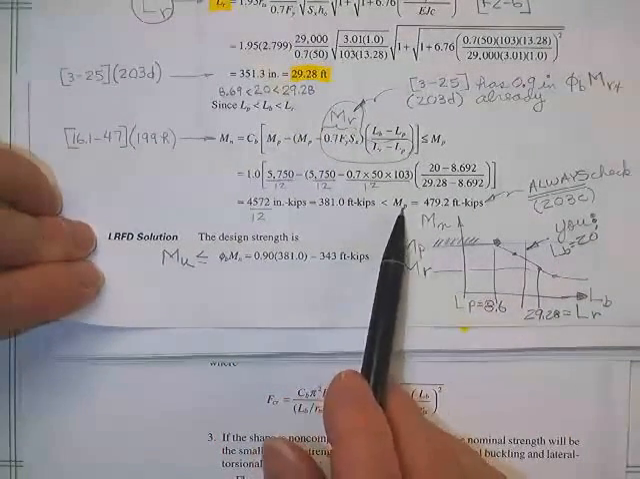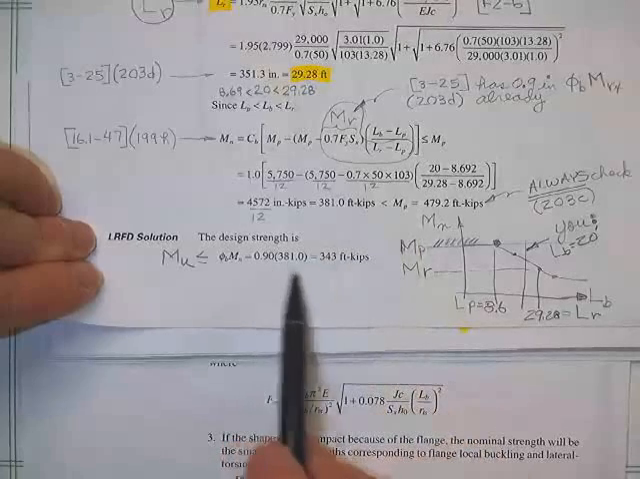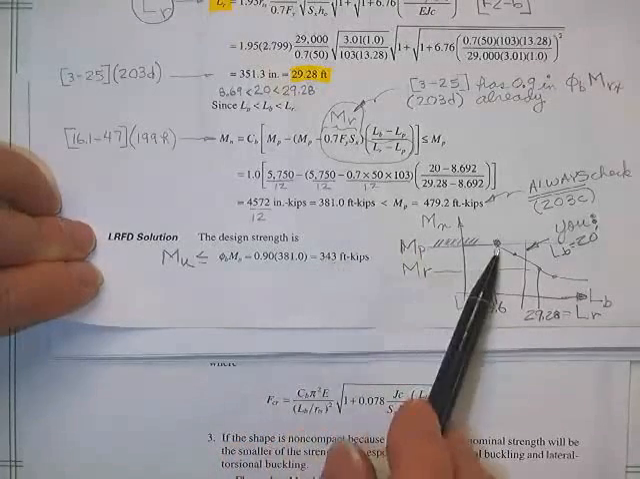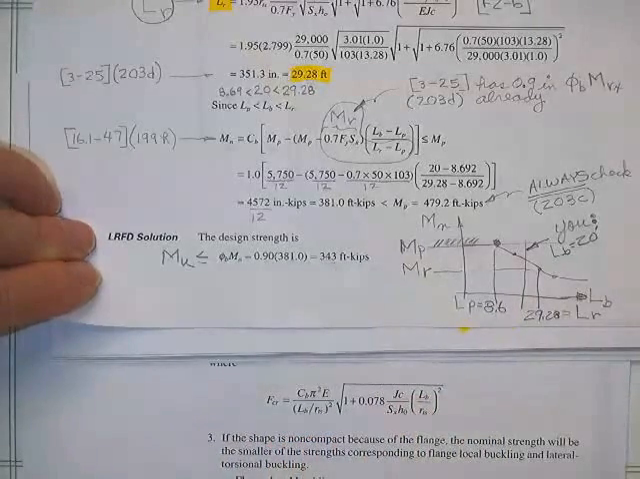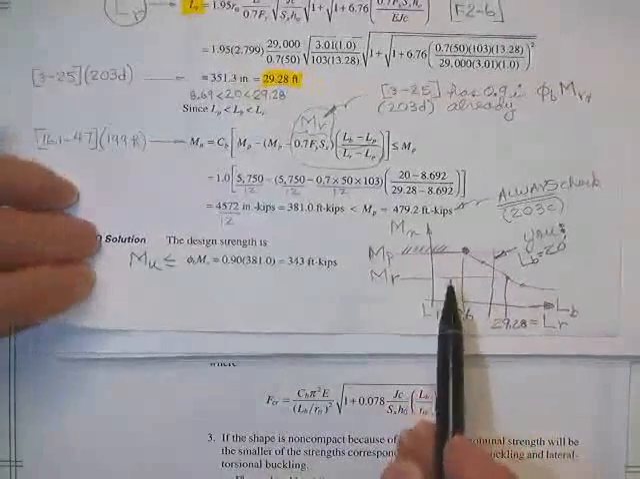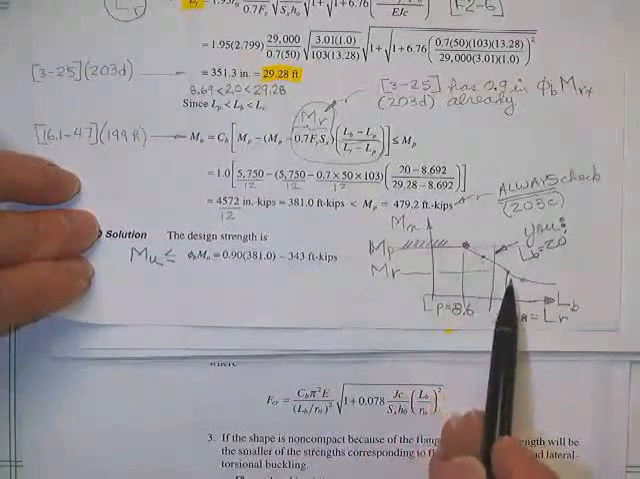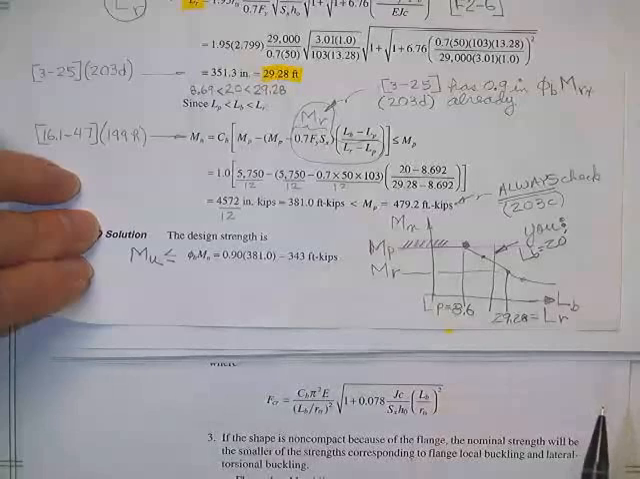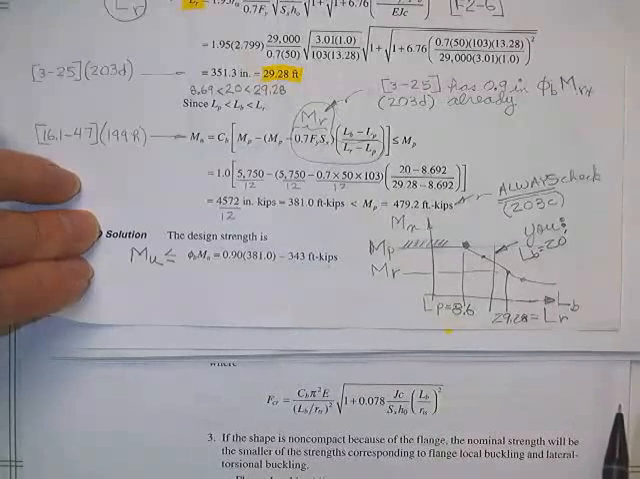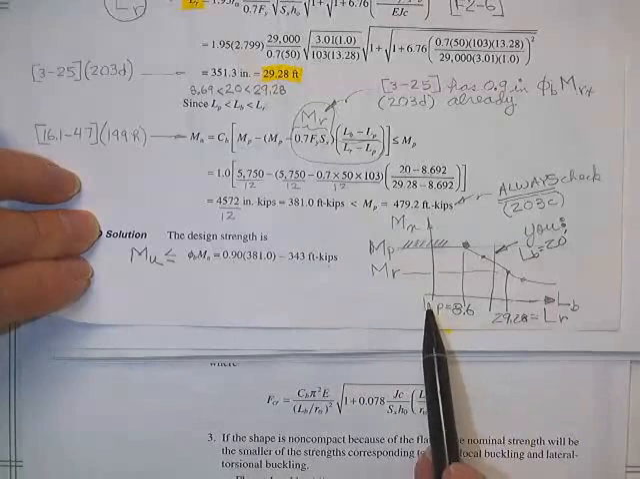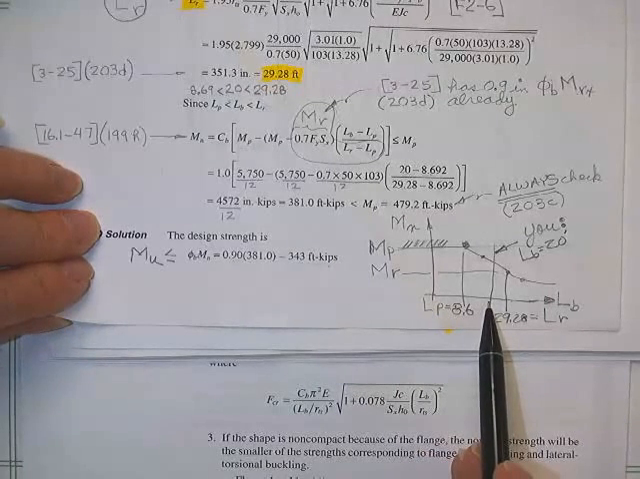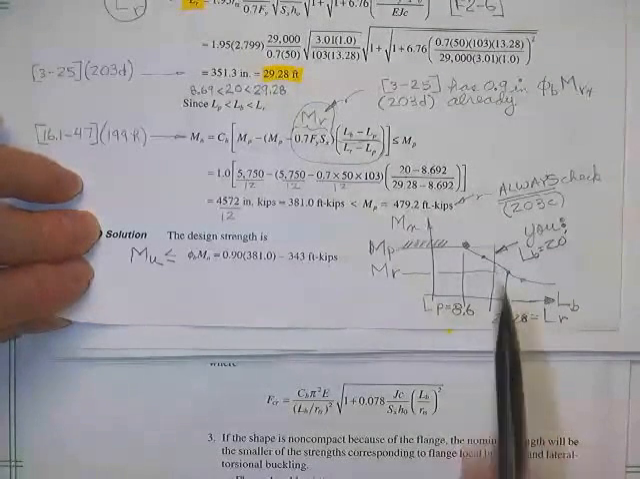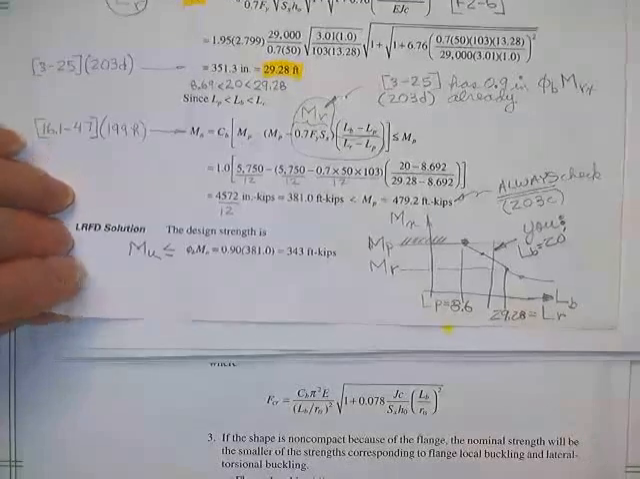So then the design strength is our nominal strength, which is the plastic strength, times 0.9. Now, I don't remember what we got before, but I guarantee you we got less. Got 343 kip feet out of that equation. Now there are graphs for the beams that give you this. That's exactly what the graph looks like. So for most beams, you can say, I've got a beam that has an unbraced length of 20 feet, and I know it needs to hold a moment of some number, and it'll let you pick the beam. And we'll get into how you use those later.